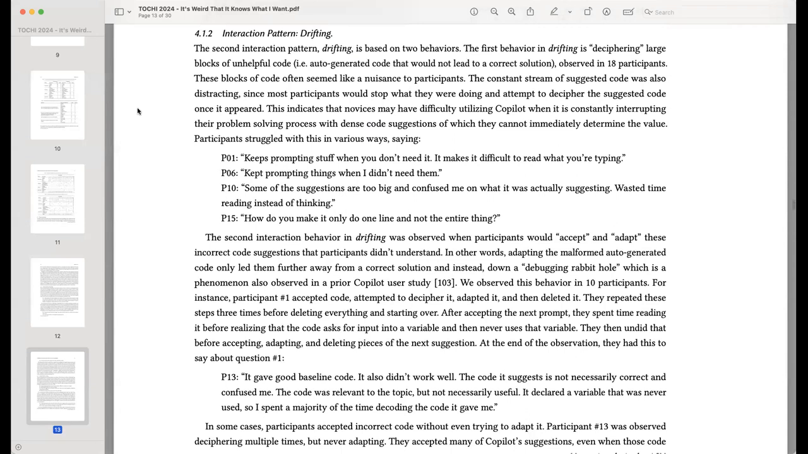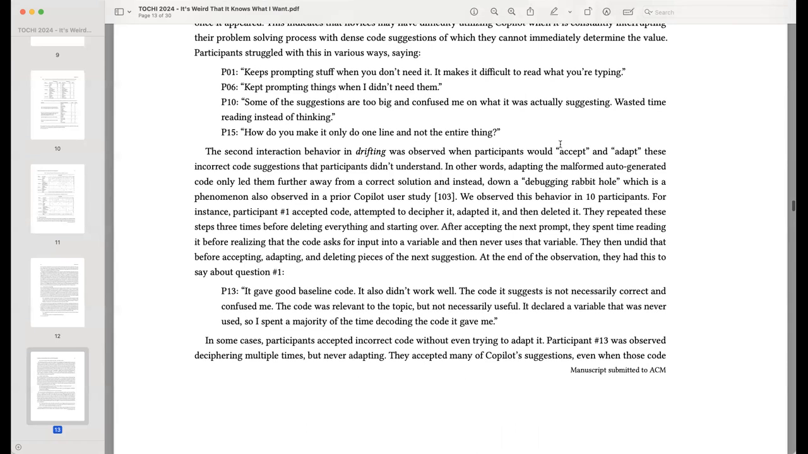The second interaction pattern is drifting, and that's based on two behaviors. The first one is trying to decipher prompts that they're given. Users spend a lot of time trying to read and understand the code. Oftentimes, it was code they could not understand. And the second one is adapting, when participants would try to adapt code that had been given to them, which they didn't understand.